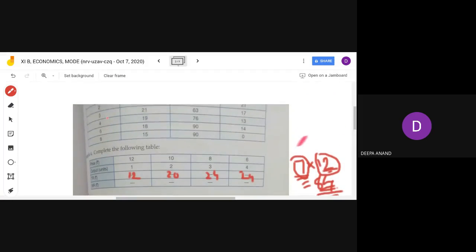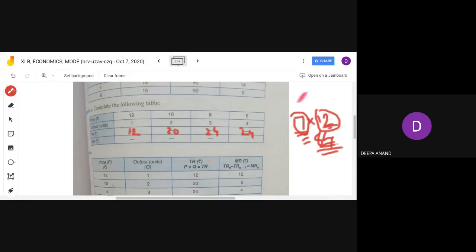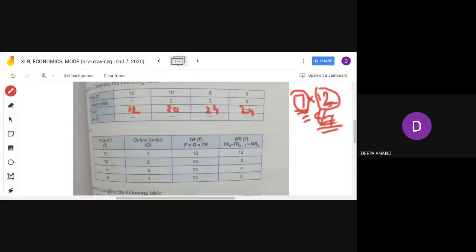Marginal revenue kya mila? 12 minus 0. So in this case, 12 minus 0, 20 minus 12, 24 minus 20, and 24 minus 24, that is the marginal revenue. So that's all. So such kind of simple questions only you will get in micro.